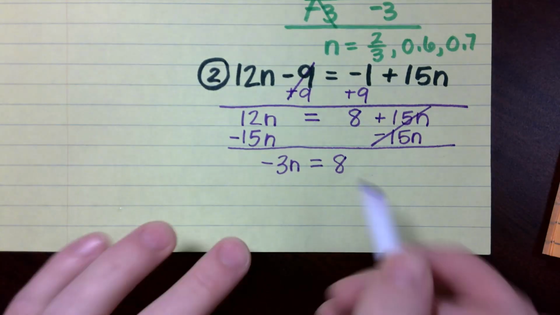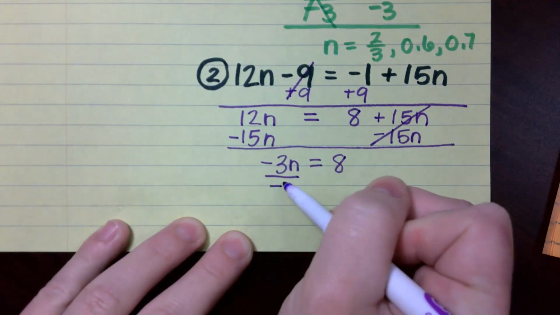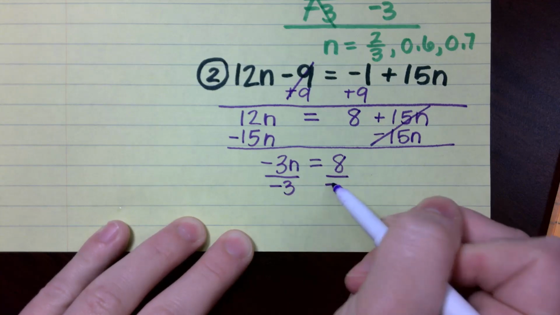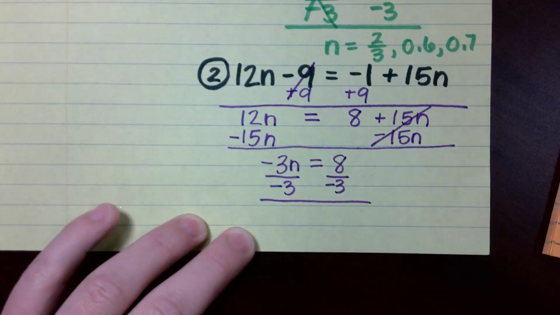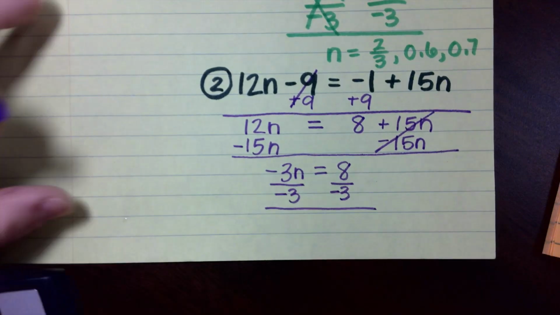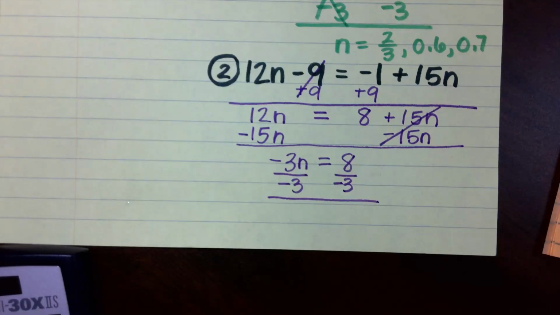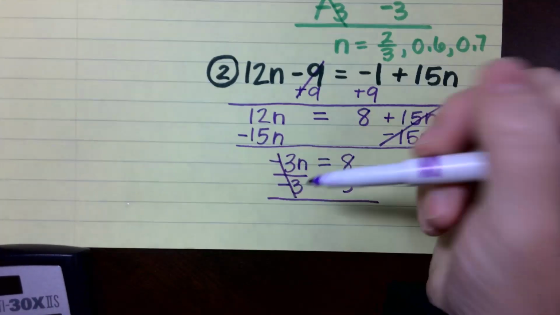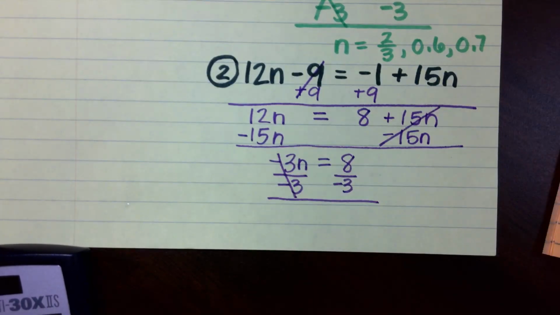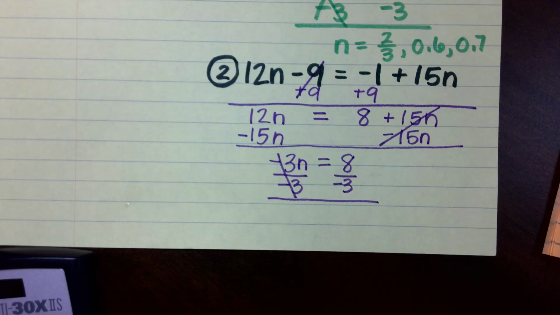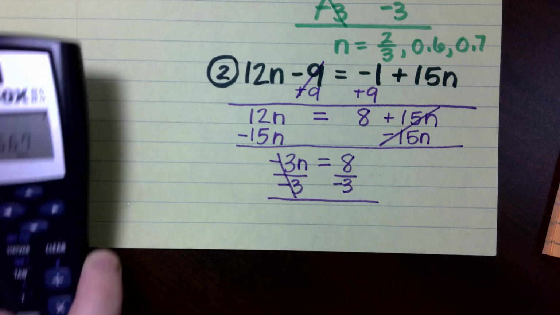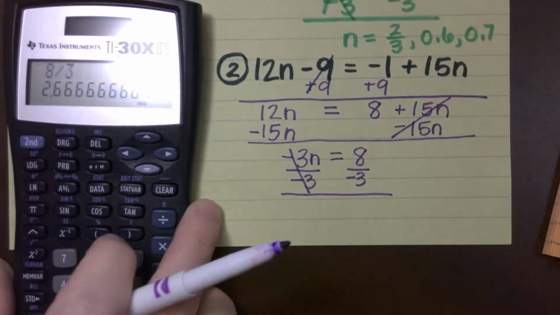All right, what's our last step? Divide by negative 3n. Divide by -3 on both sides. And what next? The n's cancel out. Cancel your 3, yep, cancel those -3's. And then divide 8 by -3.